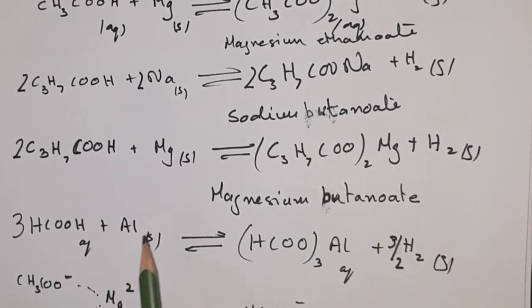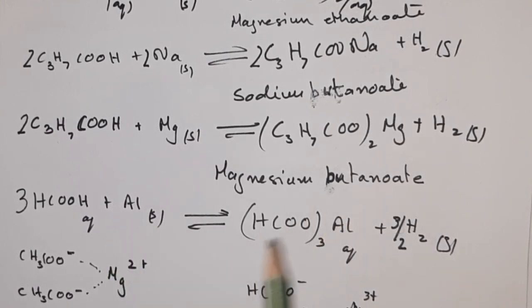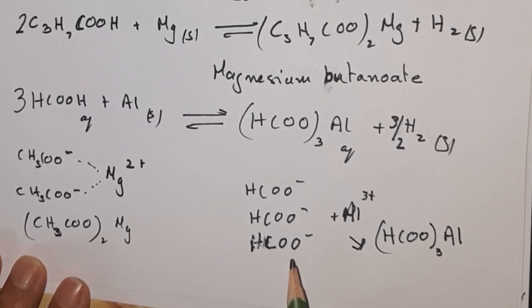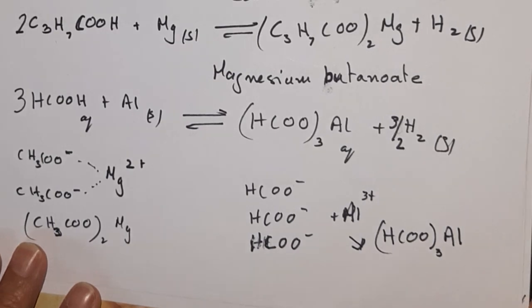For aluminium, aluminium has 3 positive. So in order to balance 3 positive, we need 1, 2, 3 negative methanoate ions. Here 2 acetate ions or ethanoate ions, so this is 2 negative and this balances with magnesium.